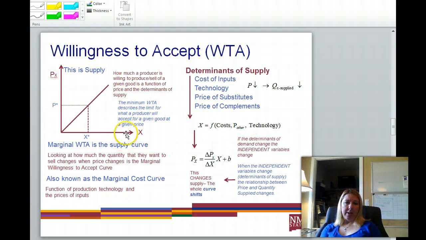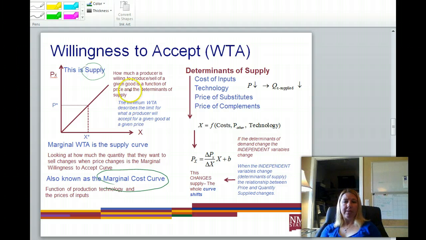Same thing for supply. So one other not common way to look at it is to say the willingness to accept curve is the supply curve. Now the supply curve comes from the marginal cost curve and the other things that we've talked about. And that's what we have here. The supply curve is also known as the marginal cost curve. So marginal cost and supply are the same thing.